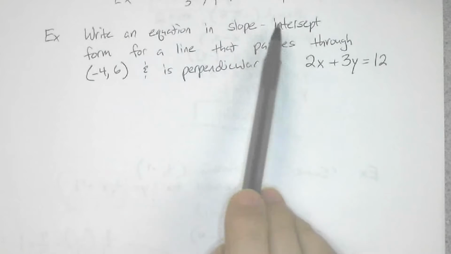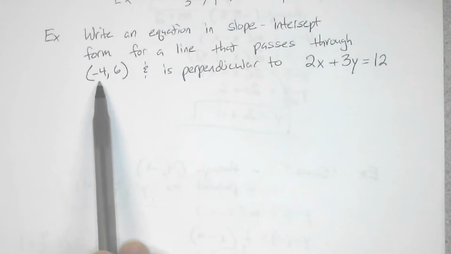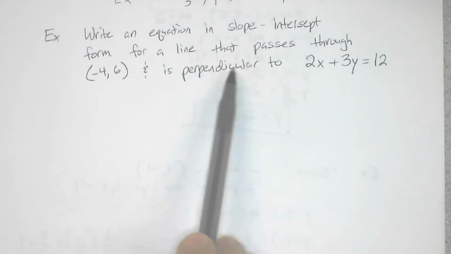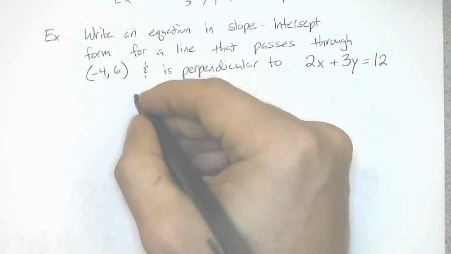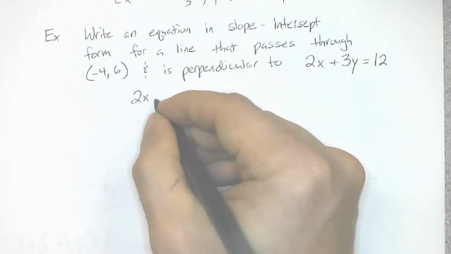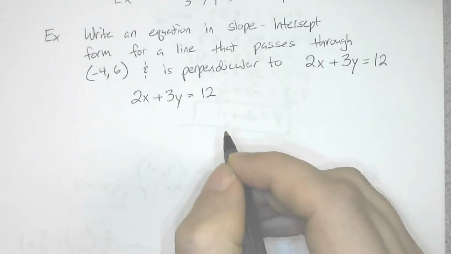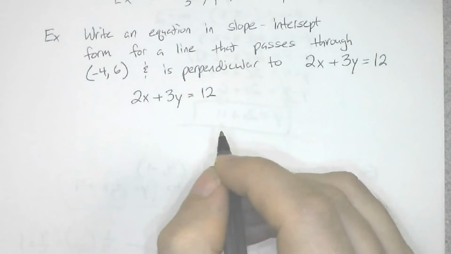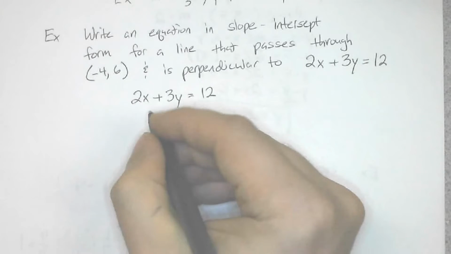Okay, so let's write an equation in slope-intercept form for a line that passes through point -4, 6 and is perpendicular to 2x plus 3y equals 12. So what we're going to do is start out with the original equation, 2x plus 3y equals 12. And we're going to rewrite this in slope-intercept form, so that way we can easily identify the slope.